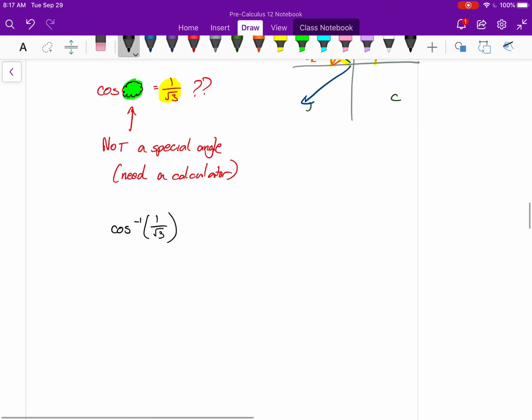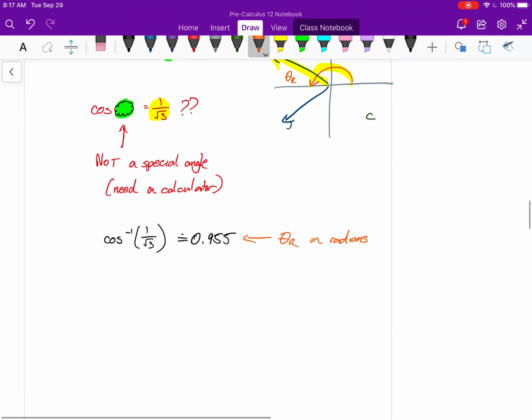And if you go to your calculator in radian mode, which I recommend keeping it all in radian mode, it will tell you about 0.955. Okay, so that is my reference angle in radians. If my calculator was in degree mode, it would give me the equivalent number in degrees. So now I know my reference angle.